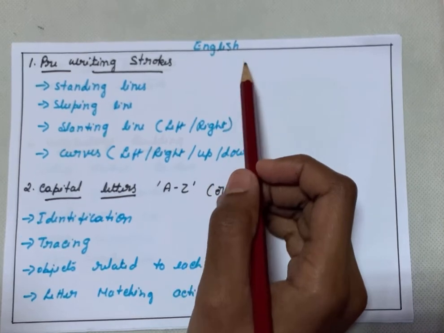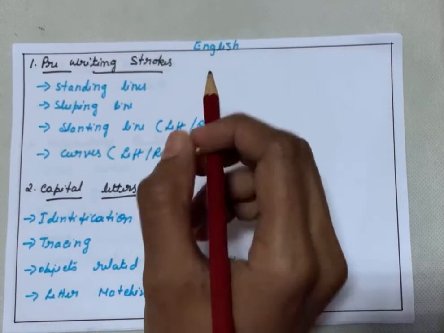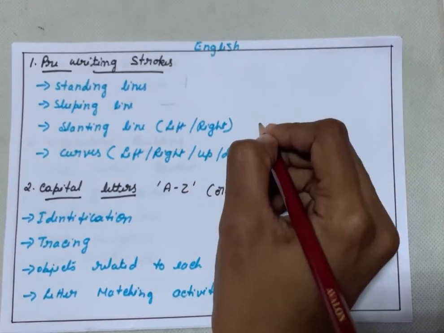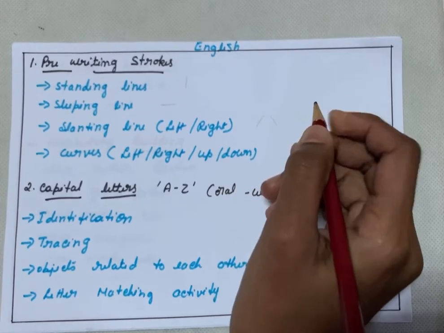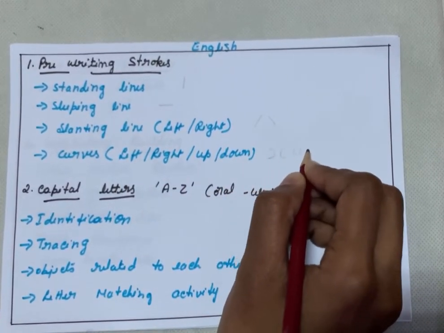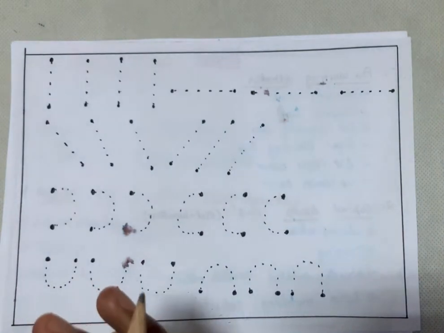In English, you can teach your kids pre-writing strokes. Pre-writing strokes contain standing lines, sleeping lines, then slanting lines, in that left slanting line, right slanting line, then curves: left curve, right curve, up curve, down curve. You can draw strokes on a plain sheet like this and ask your kids to trace them.